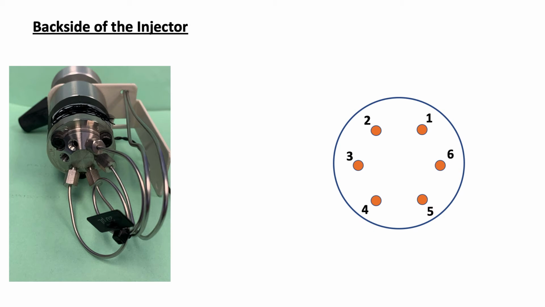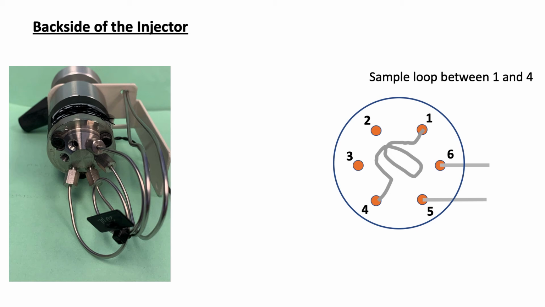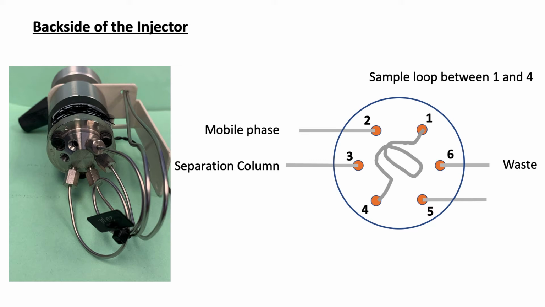Connecting port 1 and 4, there is a stainless coil which is called the sample loop. The black tag on the coil indicates the volume of the sample loop. For the injector shown here, this volume is 20 microliters. For the remaining 4 ports, they all connect to different parts of the instrument. For example, port 2 connects to mobile phase, port 3 connects to separation column, port 6 connects to waste, and port 5 connects to the sample needle internally.